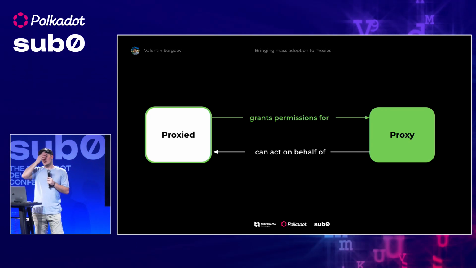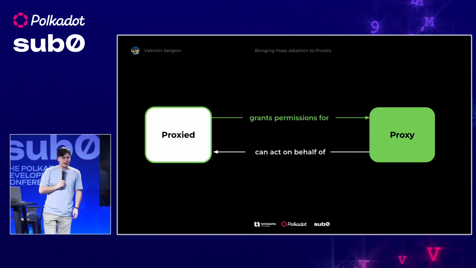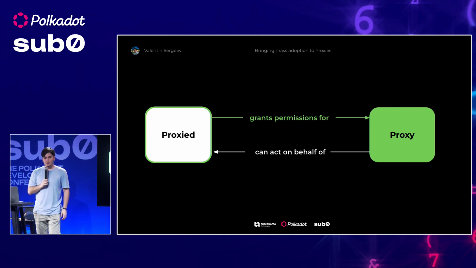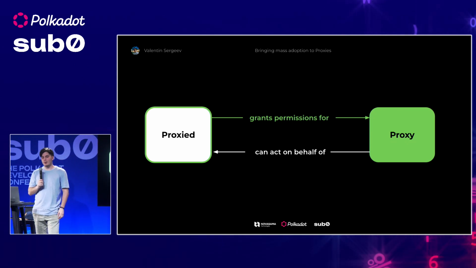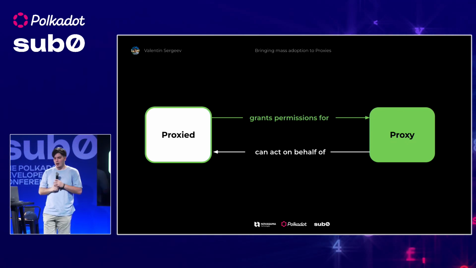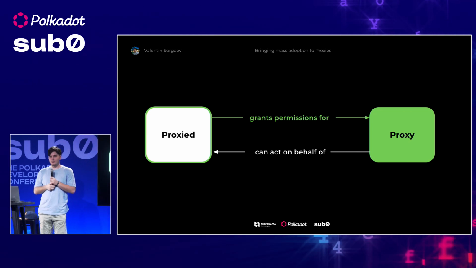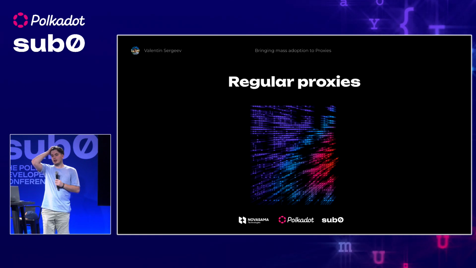So here's an example of a diagram you will notice a lot during this presentation. It's a diagram that describes a simple proxy-proxied relation. Proxied grants permissions for proxy, and proxy can execute something on behalf of the proxied. Does anybody have any questions up to this point? Okay, good. So let's move on and start with regular proxies.